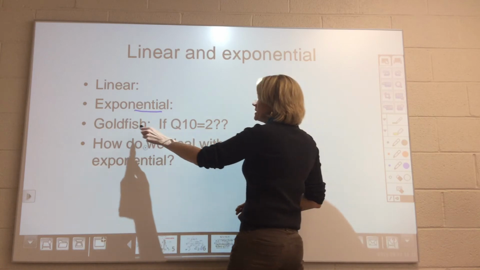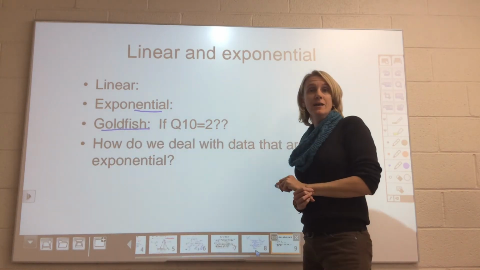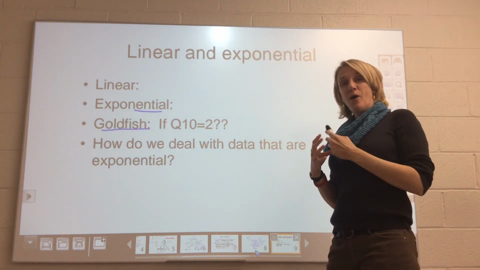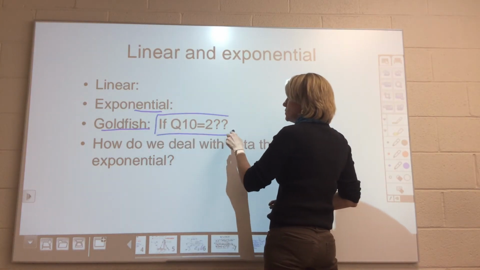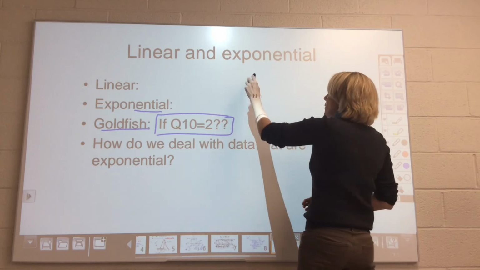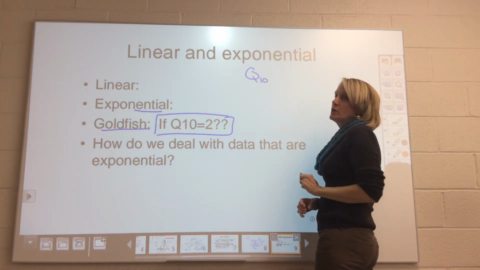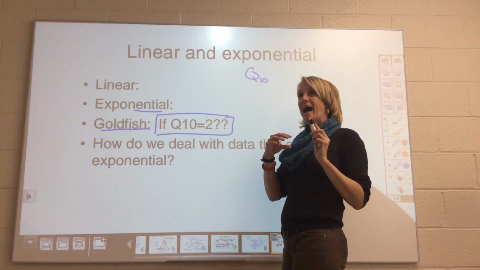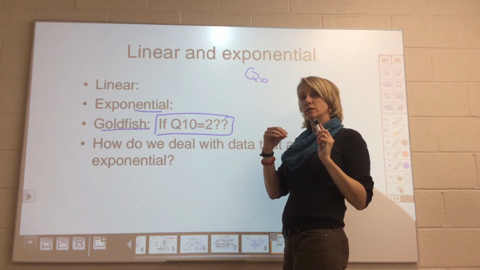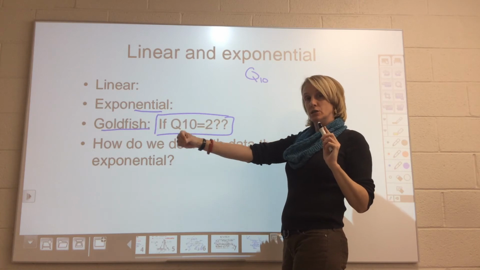All right, what do you expect from our goldfish experiment? So have you thought about what you might see? One thing I want to give you as a hint is to think about what this Q10 value is telling you. Remember, the Q10 value is the quotient over 10 degrees. So we're going to look at how quickly respiration rate increases over 10-degree intervals.